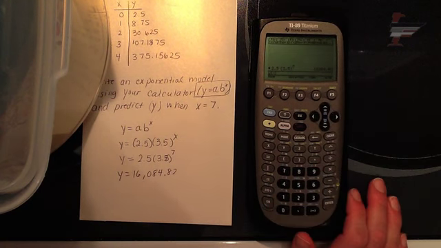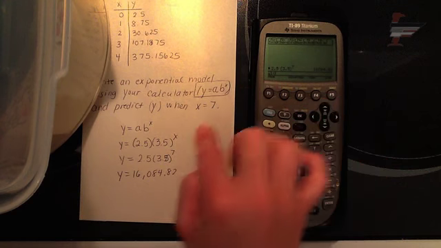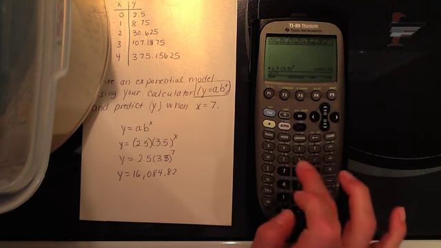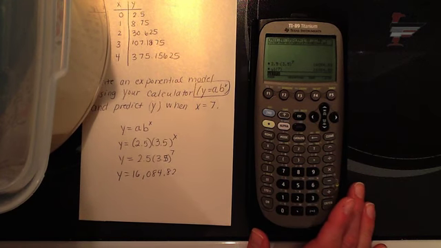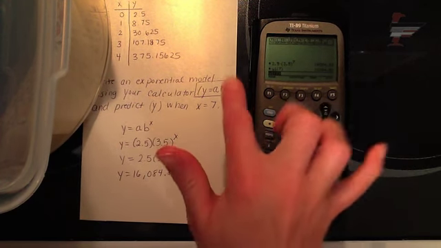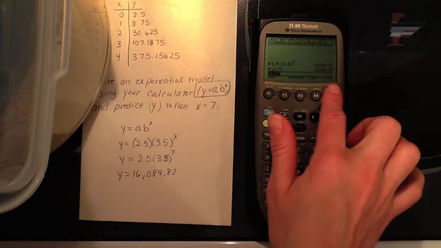Here's my y1, and you select that, and it's going to give you an open parenthesis, so you tell it what you want to put in for x. Well, I want to put in 7 for x, and then I close my parenthesis. When you press enter, it will put that 7 into the equation that's stored in y1 and give you this answer.